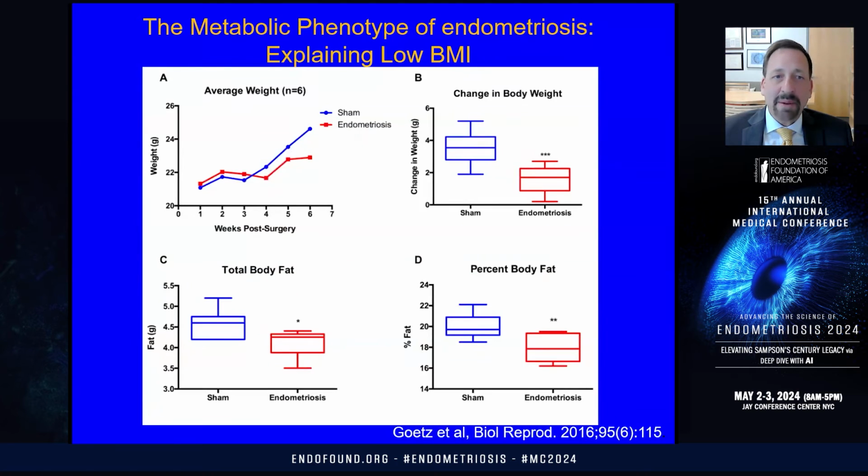The other thing we know is there's a metabolic phenotype in endometriosis. We know women with endometriosis tend to have a lower BMI and a lower fat content. Well, we showed in animal models that this is cause and effect. We create endometriosis in the animal models, and the mice don't gain as much weight. So it's directly caused by the endometriosis. You'll still see in some textbooks where it says that low body weight is a risk factor for endometriosis. No, this is caused by the endometriosis.